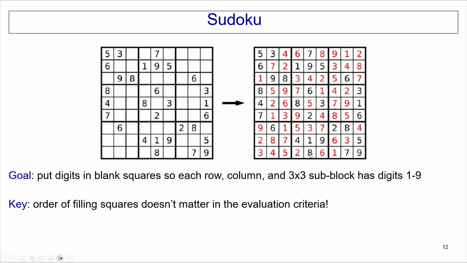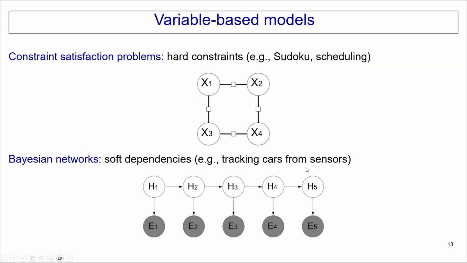We also have variable-based models, which allow you to declare what you want. It's like higher-level languages rather than micromanaging how you want the solution to be. Now, constraint satisfaction problems are variable-based models where we only have hard constraints. For example, in scheduling, one person can't be in two places at the same time.